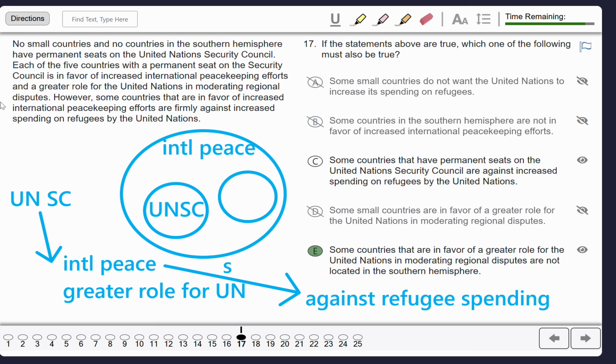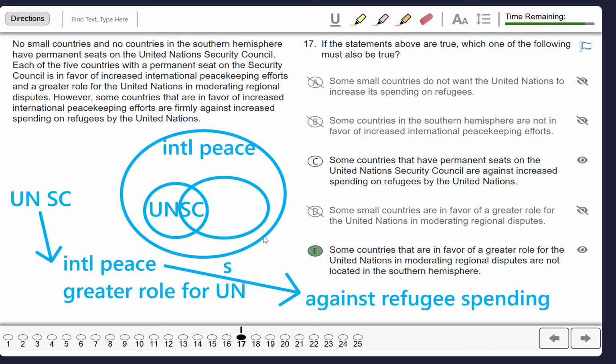Okay. Now, putting the answer choice here, I'm just gonna let ARS be against refugee spending for space here. Now, hopefully this becomes a little bit more apparent visually if you're a visual learner. The ARS, against refugee spending set, is within the international peacekeepers, right? We know that some of them here are against refugee spending, but they don't necessarily interact with the permanent seats on the UN Security Council. Could they interact? Could I do this differently? Yeah, I could do something like this.